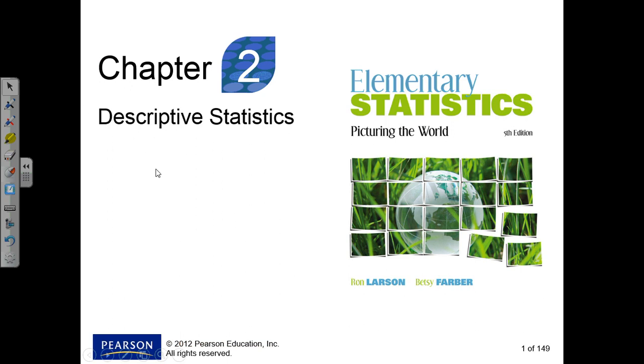Chapter 2, Descriptive Statistics. Recall from Section 1.1, there were two branches of statistics, descriptive statistics and inferential statistics. Here in Chapter 2, we'll be discussing descriptive statistics, which are ways of organizing, analyzing, and interpreting a data set.